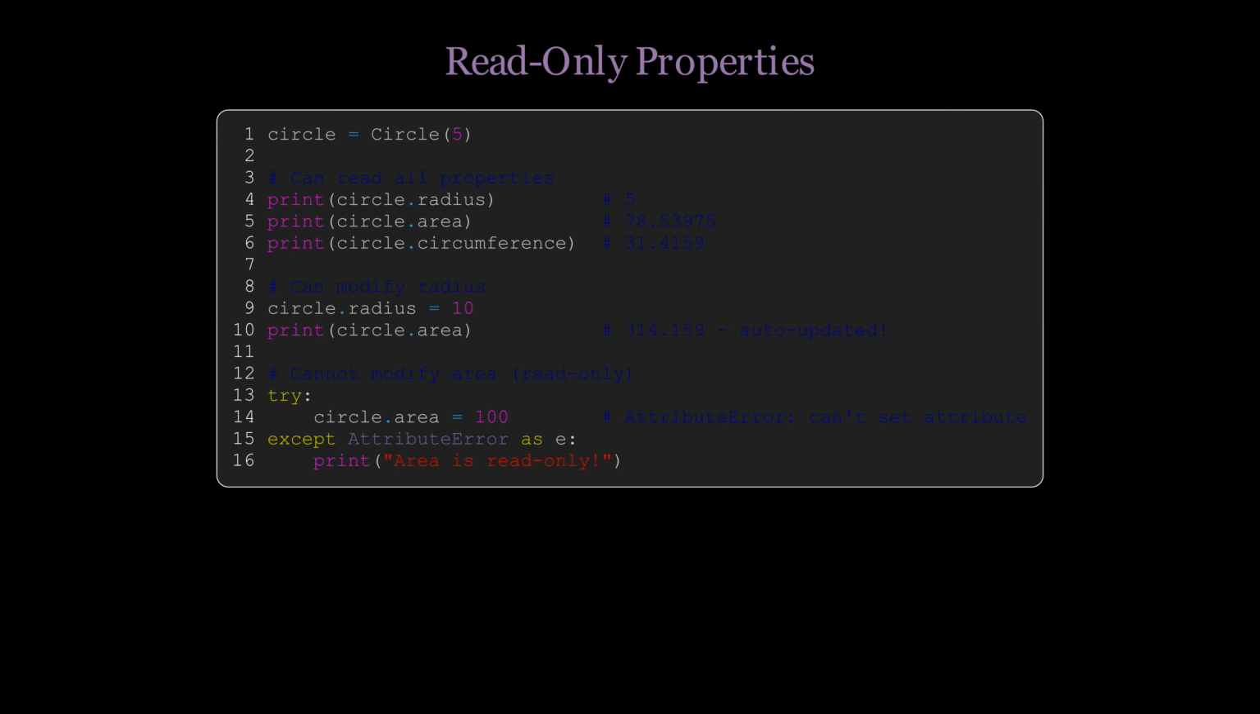Modifying radius automatically updates the computed properties. Attempting to set area directly raises an attribute error because it has no setter. Read-only properties ensure derived values stay consistent with their source data. They're computed on demand, always giving current values.